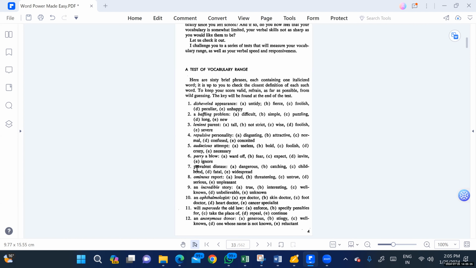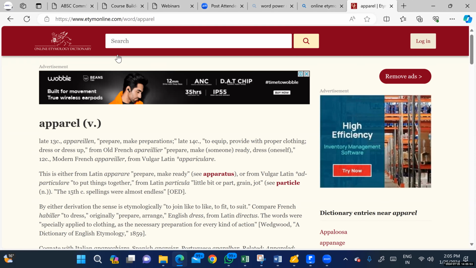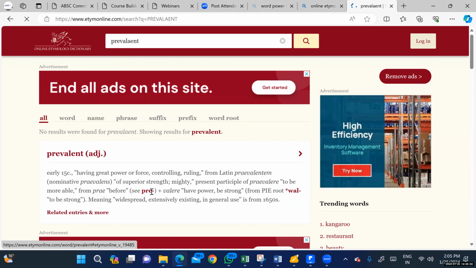We often say that there's a prevalence. Matlab ye already hai life mein, ye already nature mein hai. So here I'm very clear, it's widespread. So let's see the meaning of prevalent. How did this word become? Having great power or force, controlling, ruling in nature, superior strength, mighty, present participle of valere, to be more able, from pre, before. Pre means before.